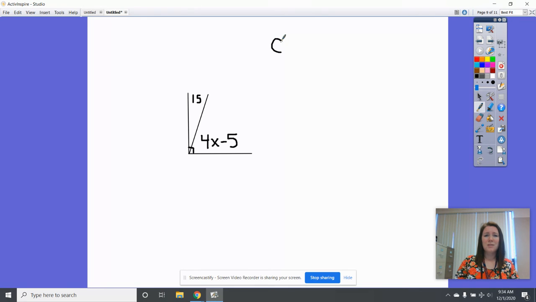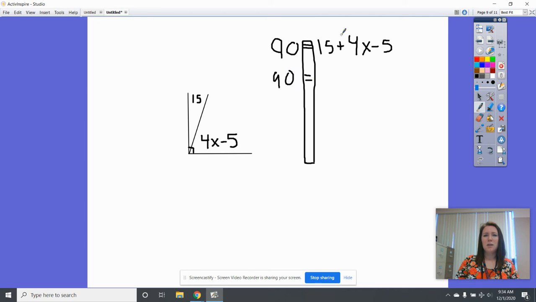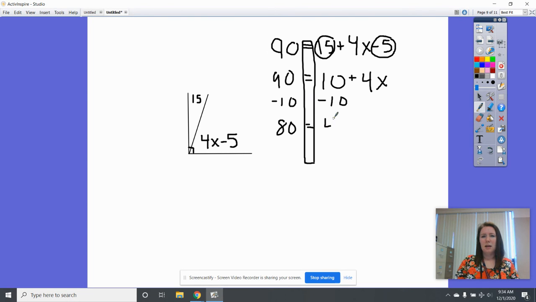Complementary angles are two angles that add up to 90 degrees. So that means I have to add 15 plus 4x minus 5. And now I'm going to solve. It's a multi-step equation. First, I'm going to combine like terms. So 15 minus 5 is 10. And then I still have that plus 4x. And now it's just a two-step equation I can solve. Subtract 10 on both sides. And I get 80 equals 4x. Divide by 4 on both sides.